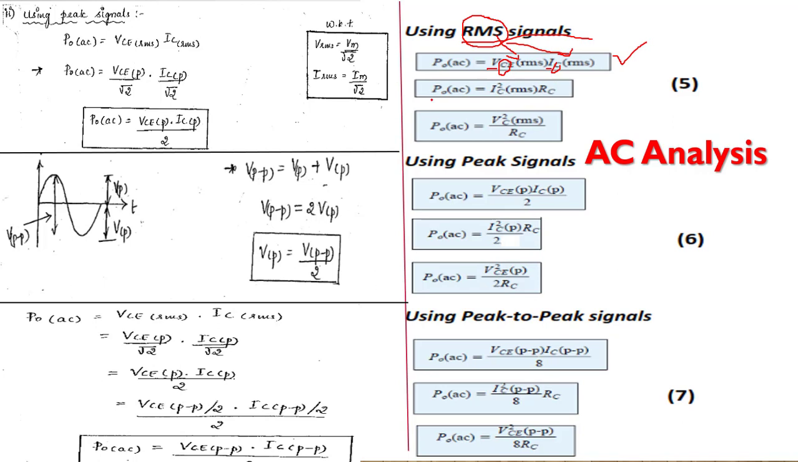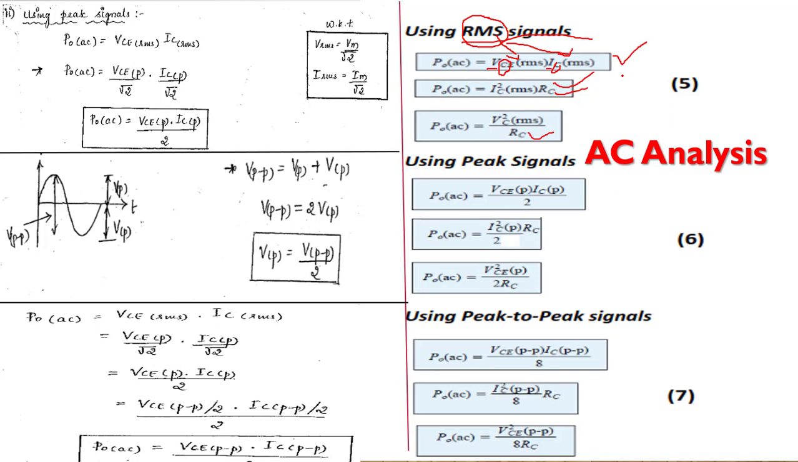Can I take the power the same way as I into R? Yes, both equations are actually the same. You can take it in the form of V and I, or in the form of I into R, or in the form of V by R. I hope you know that I square into R is also power, and V square by R is also power, yes or no? I told you that instead of RL you can take RC or RL. Here I have taken RC. Now, any doubt about what using the RMS signal means?